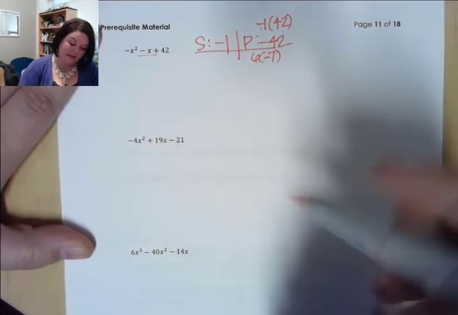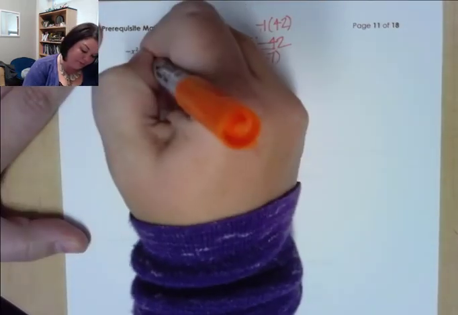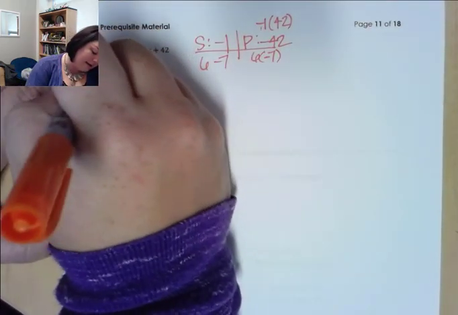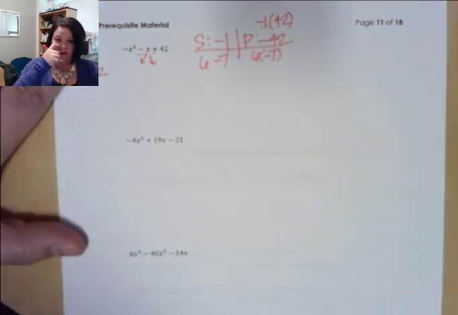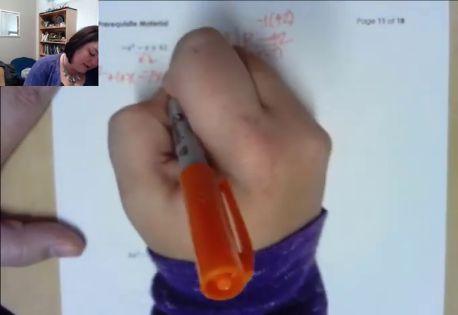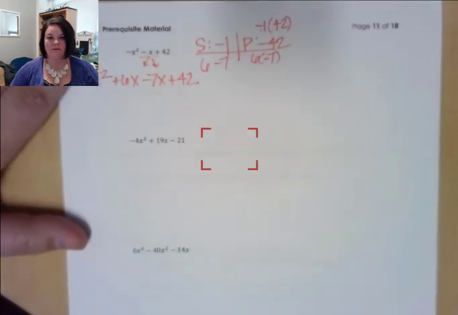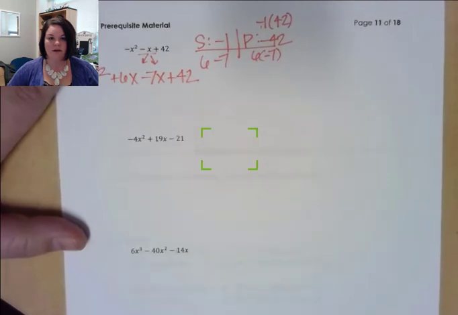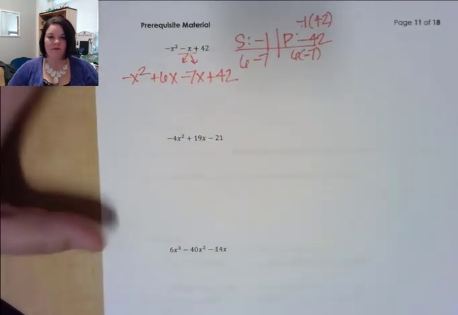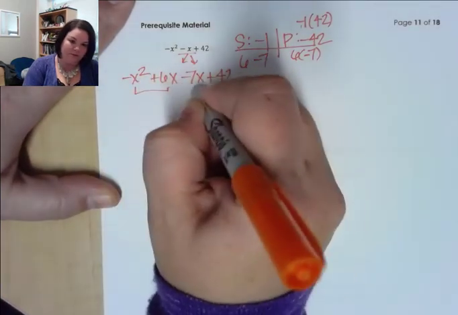So I'm going to take these two numbers, 6 and -7, and replace this middle term. So I'm just going to rewrite -x squared. Instead of -x, I'm going to write plus 6x minus 7x plus 42. Okay. I'm sorry, my little camera here just keeps not focusing very well. All right, and now we can go straight into grouping.